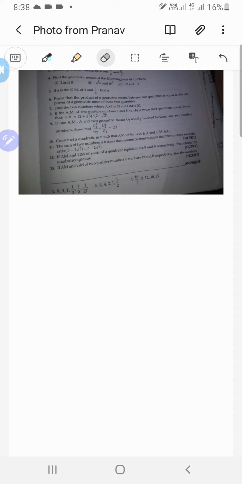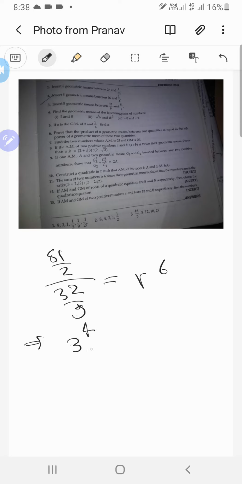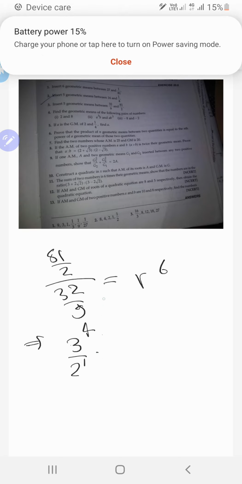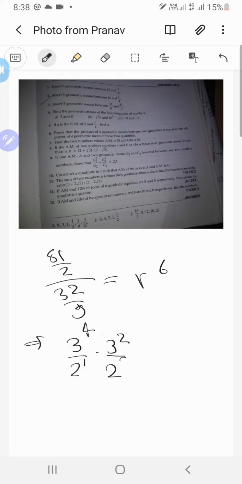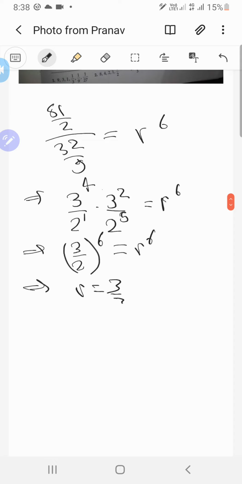Let's go to the next question, which is insert 5 geometric means between 32 by 9 and 81 by 2. So (81 by 2) upon (32 by 9) is going to be the common ratio raised to the sixth power, which means that this is going to be, I think, 3 to the fourth power upon 2 to the first power, into the reciprocal, which is 9 upon 32, which is 3 to the second power upon 2 to the fifth power, and this is going to be r raised to sixth, which means that (3 upon 2) raised to 6 is equal to r raised to sixth, which means that r is equal to 3 by 2. Fine.